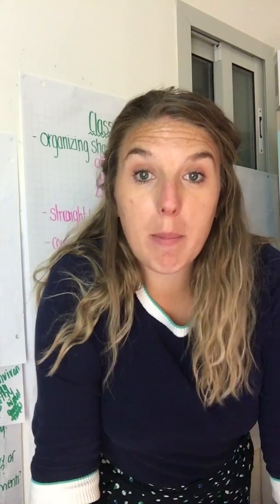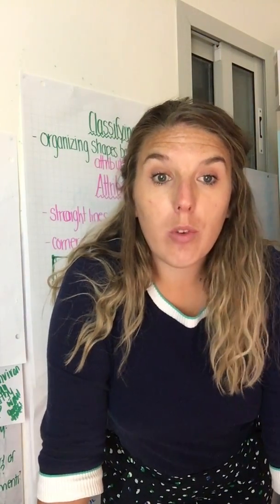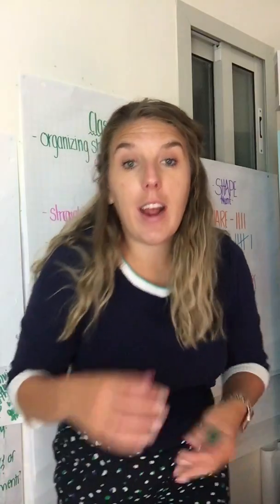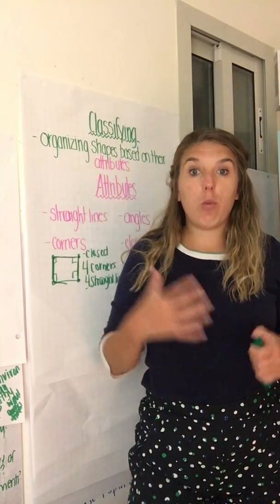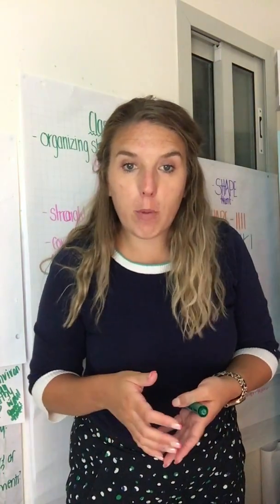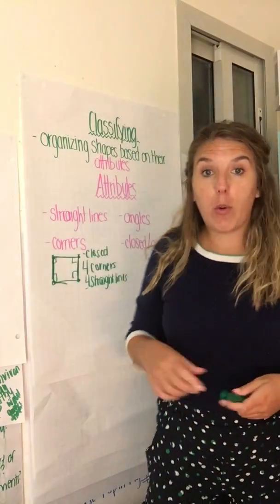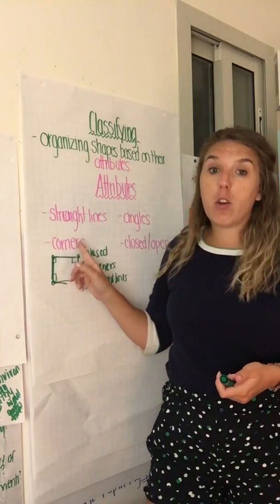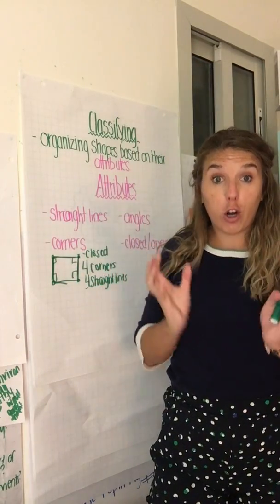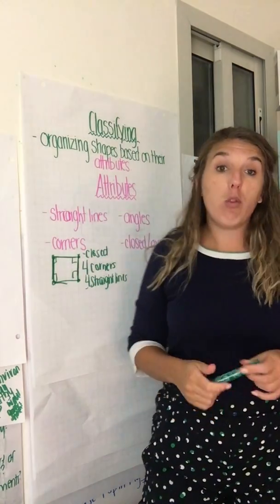Boys and girls, so we're going to talk about classifying shapes. To classify means that you are organizing the shapes. And today what we're going to do is organize shapes by their attributes. An attribute is a trait or a property of a shape. It could be something like a straight line, corners, rounded or curved lines, angles, closed or open shapes.